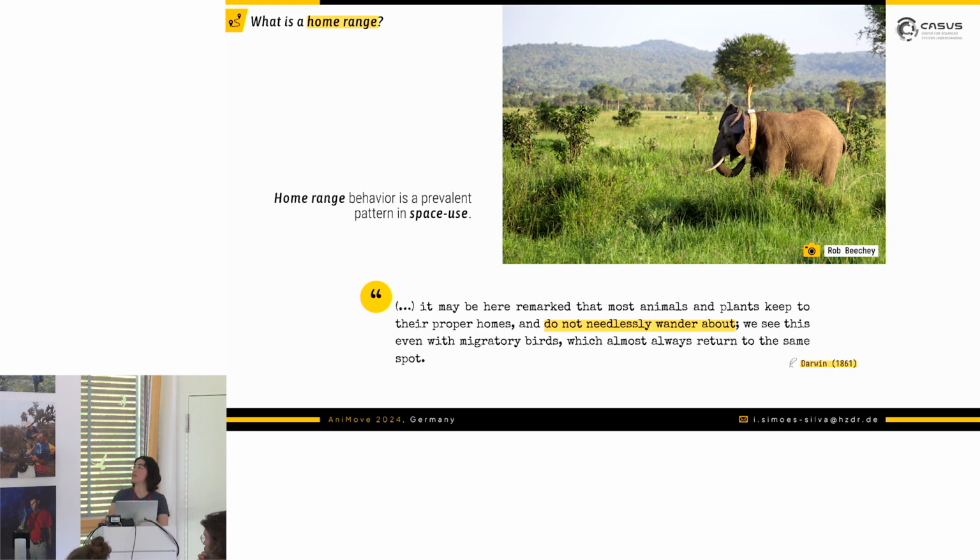So this home ranging behavior is essentially a prevalent pattern in space use. And even Darwin noticed that animals tend to not needlessly wander around, right? They have their proper homes. So this is a concept that has been around for a long time, and people are aware of it.